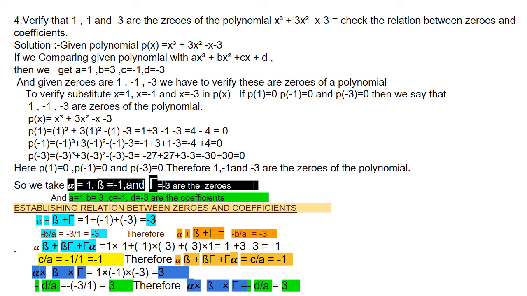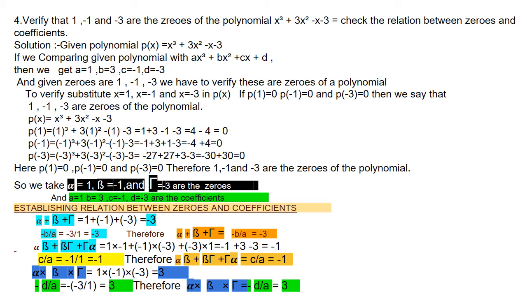And the given zeros are 1, minus 1, minus 3. We have to verify these are the zeros of the polynomial. To verify this, we have to substitute x is equal to 1, x is equal to minus 1 and x is equal to minus 3 in the given polynomial P of x. If P of 1 is equal to 0, P of minus 1 is equal to 0 and P of minus 3 is equal to 0, then we say that 1, minus 1, minus 3 are the zeros of the polynomial. Let us check whether these are zeros of the polynomial or not.